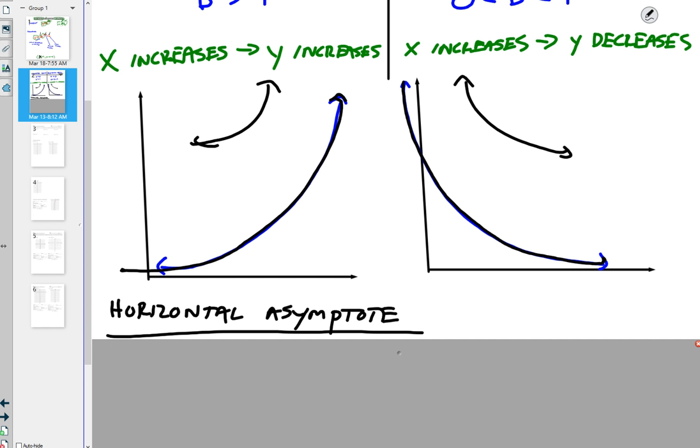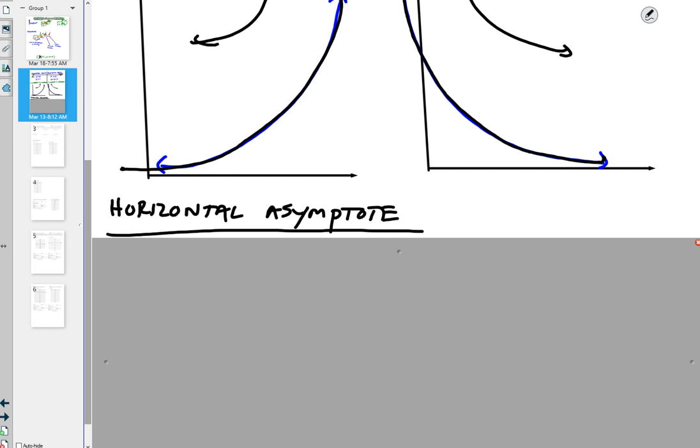What an asymptote is, think of like an invisible force field. It's an invisible line that your graph gets close to, but it'll never touch. And it keeps on going forever and ever, but it will never reach there.